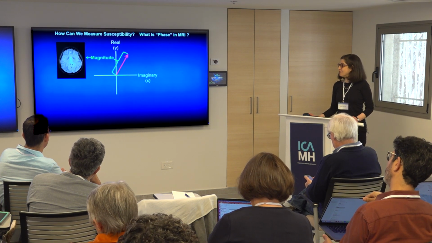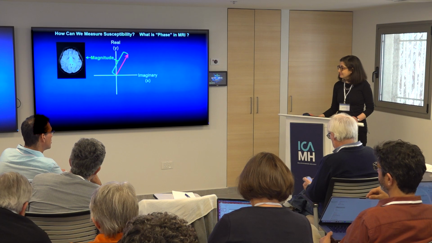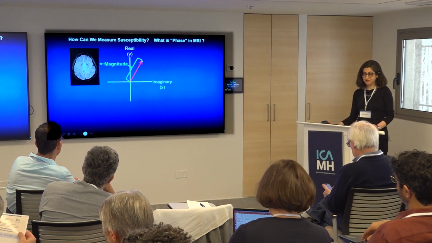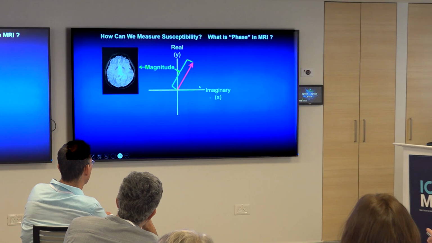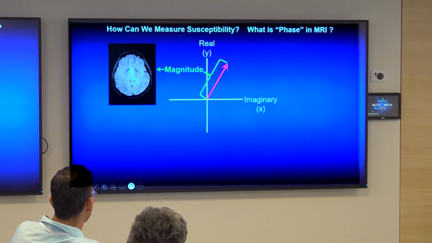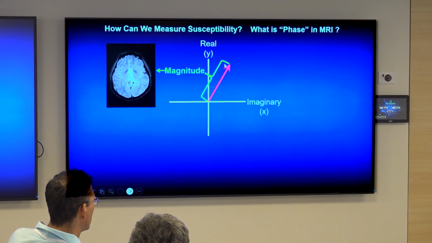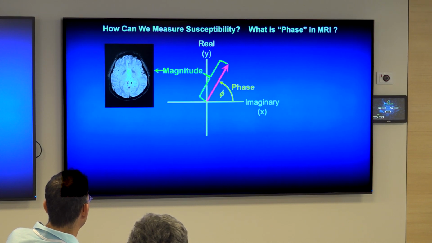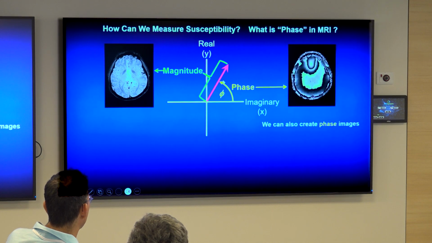So what is the phase in MRI? Well, in standard MRI, we have this magnitude signal. So we measure the length of this magnetization vector in the transverse plane. And that gives us the images that you will all be very familiar with, these magnitude MRI images. But this magnetization vector also has an angle as it precesses in the transverse plane. And we can measure that angle. That's the phase angle. And we can also create phase images.